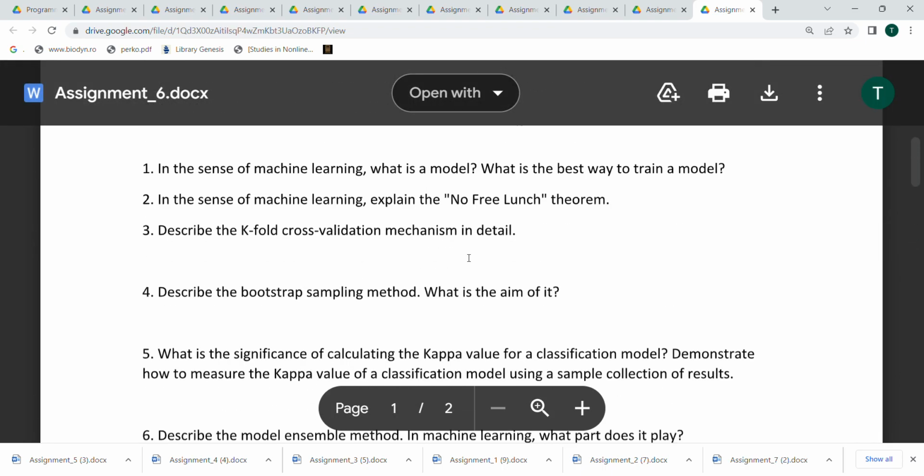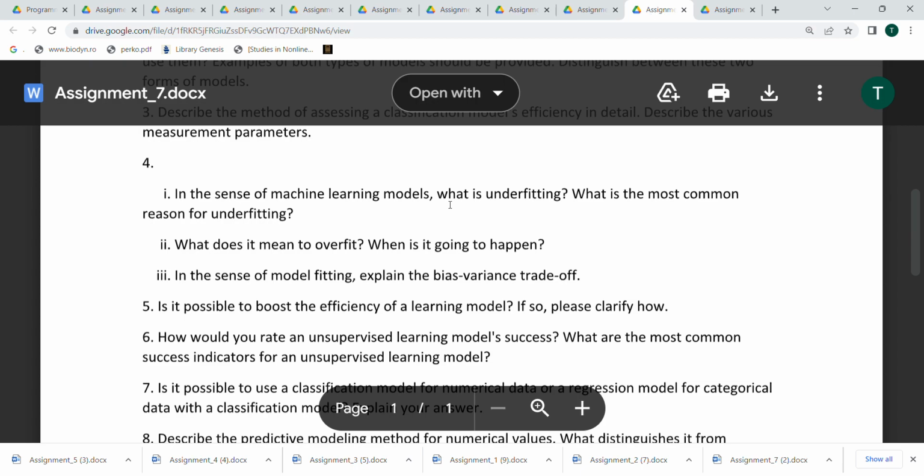All of these questions are from assignment number 6, and as I told you, k-fold cross validation is very important. We basically use it for calculation for the overfitting problem and underfitting problem. So yes, that is very important.